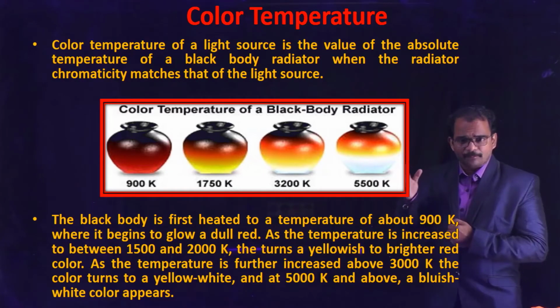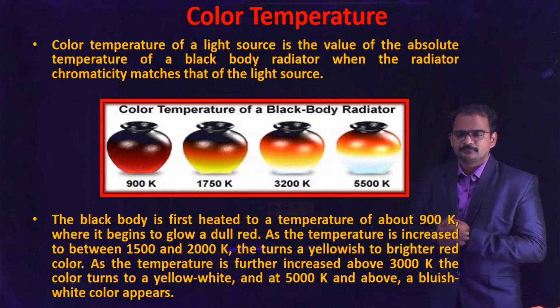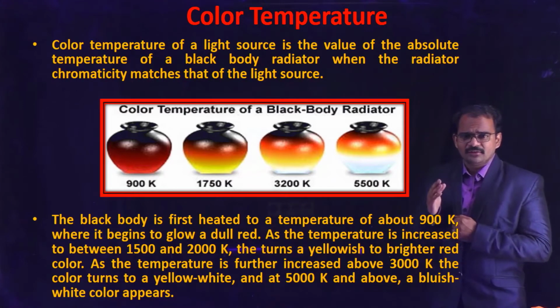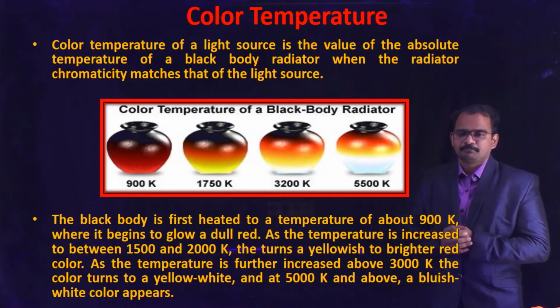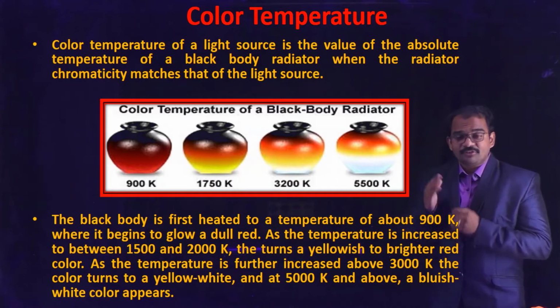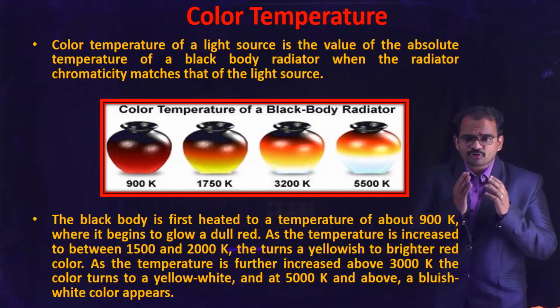I have taken a black body and when I heated it to 900 Kelvin in the first figure, it turns red. Now when I increase the temperature to 750 Kelvin, the black body turns into yellowish dark red. Now when I further increase the temperature to more than 3000 Kelvin, it changed its color to yellowish white. Now if I further increased its temperature to 500 Kelvin, the color changed to bluish white.